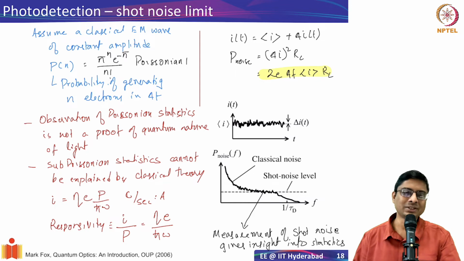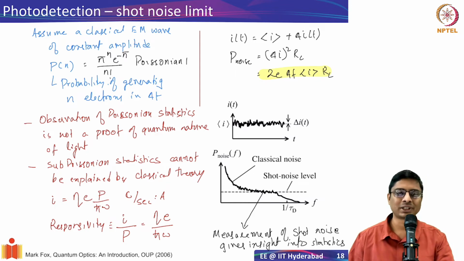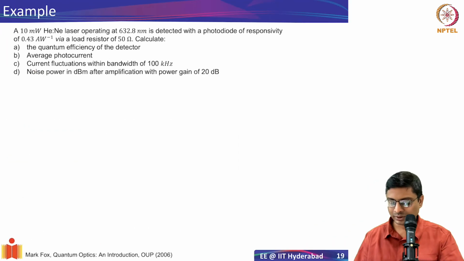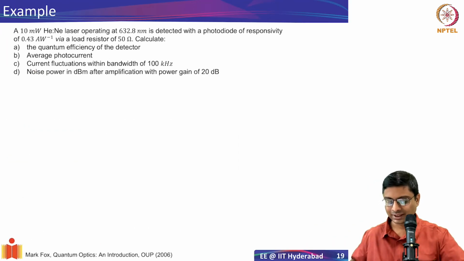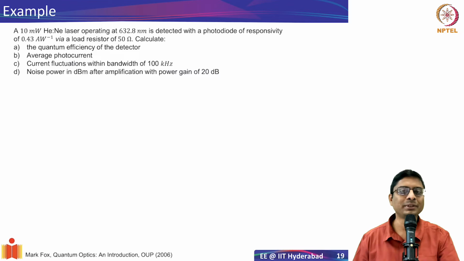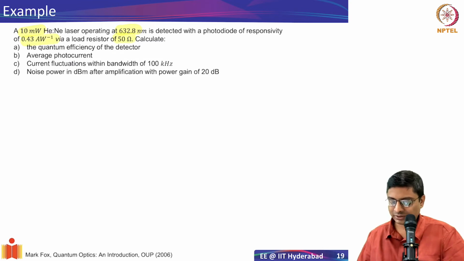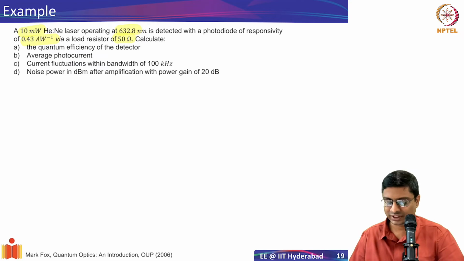Before I go into it, I just want to take an example problem so that you are comfortable with this. Let's say you have a 10 milliwatt helium neon laser, operating at 632 nanometers, incident on a photodiode with some responsivity, which is given here. So 10 milliwatts, 632, then there is a responsivity of the detector, and there is a load resistance. The first question was, what is the quantum efficiency of the detector?